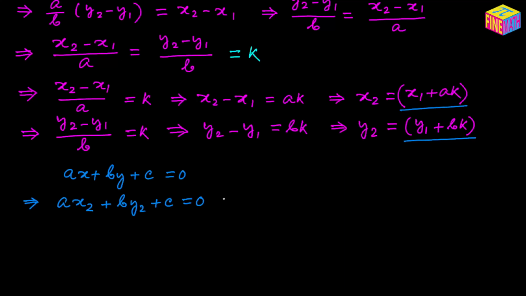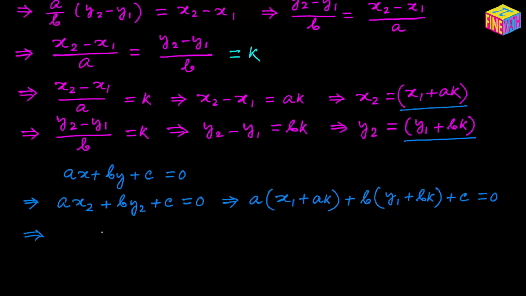Then from here we are going to plug in the actual values of x₂ and y₂. So it would be a times x₂, which is actually x₁ + a·k, plus b times what is the value of y₂? Well, that is y₁ + b·k, plus c is equal to 0. And if we remove the parenthesis, what do we get? We get a·x₁ + a²·k + b·y₁ + b²·k + c is equal to 0.